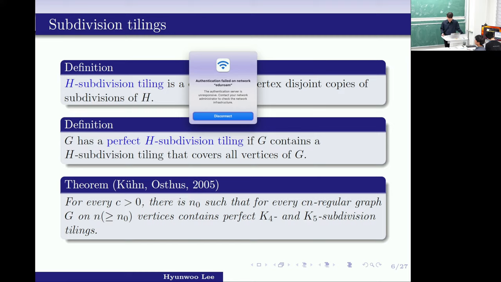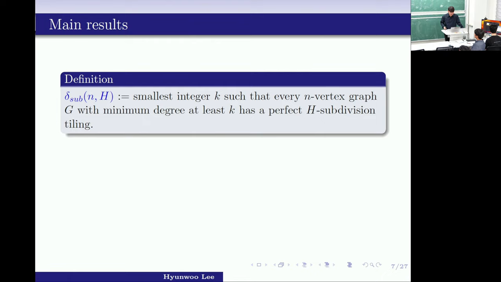Then the next natural question is, can we define the minimum degree threshold for H-subdivision tilings. So I define this notation delta sub-sub of n, H. This is the smallest integer k such that every n-vertex graph with minimum degree at least k has a perfect subdivision tiling. And I think this subdivision tiling has very interesting properties.